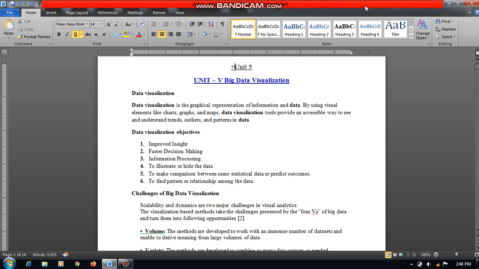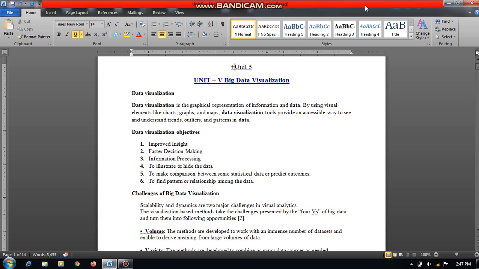introduction to different open source data visualization tools like Gephi, Google Chart API, Flot, D3, Visually, Datawrapper, etc. Now first we will discuss what data visualization is and why it is important. So what are the objectives of data visualizations?